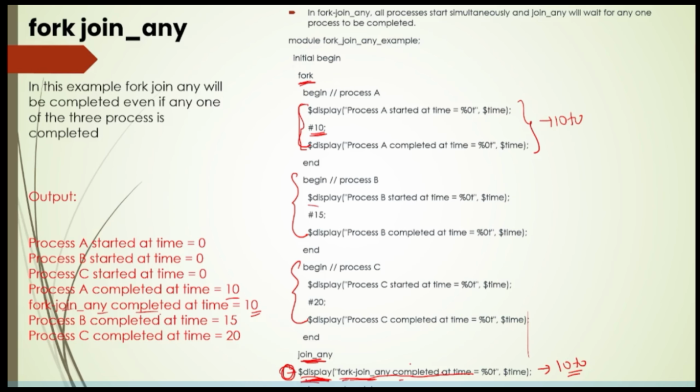That means the statement is getting blocked for 20 time units. But when it comes to fork join any, it is reduced from 20 to 10 time units, because here at least one statement execution is done, then the compiler can leave the fork join any block. So that is why the execution has blocked for 10 time units rather than 20 time units.